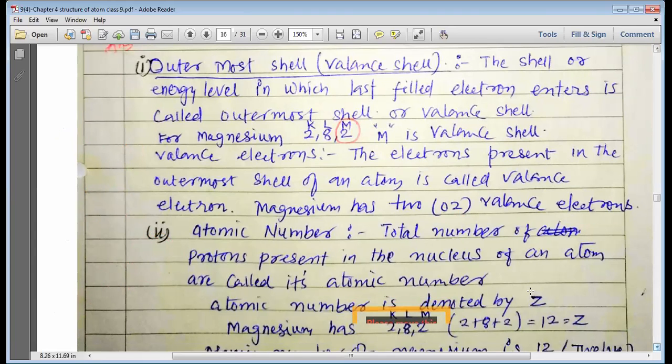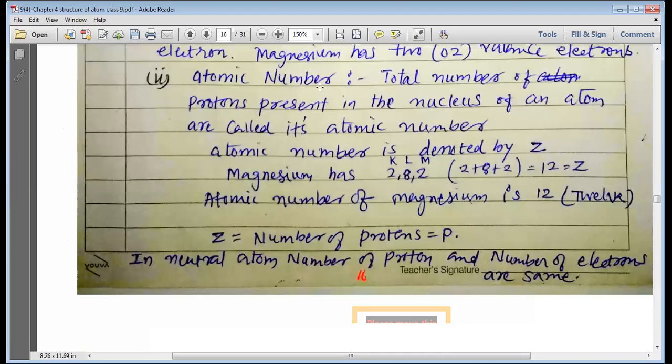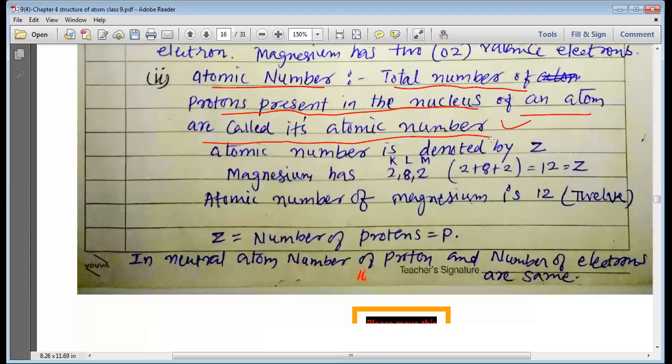Now let's look at a new definition, which is known as the atomic number. The total number of protons present in the nucleus of an atom is called its atomic number. Please remember this. Atomic number is denoted by the symbol Z. Magnesium has 2 plus 8 plus 2, that is a total of 12. The atomic number of magnesium is 12.